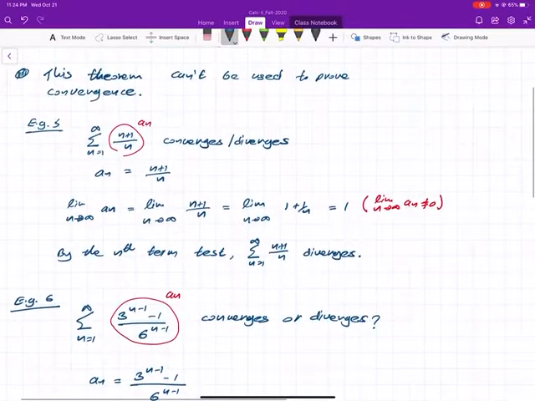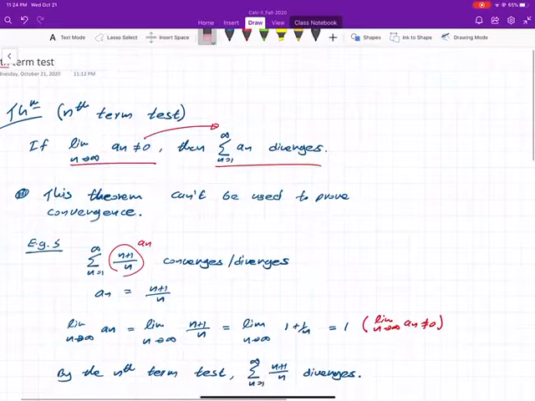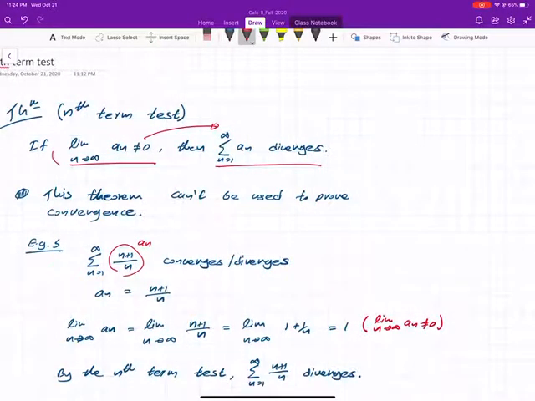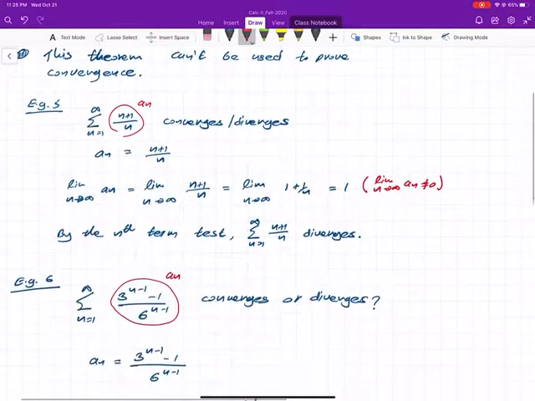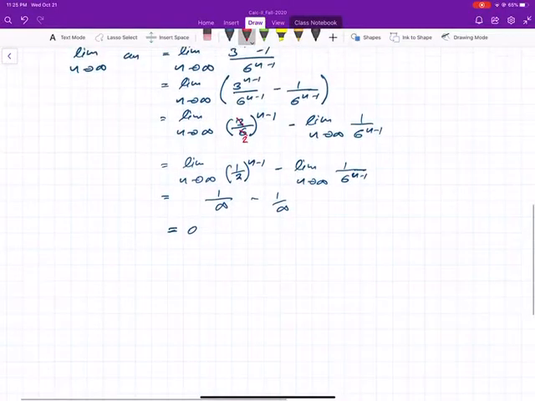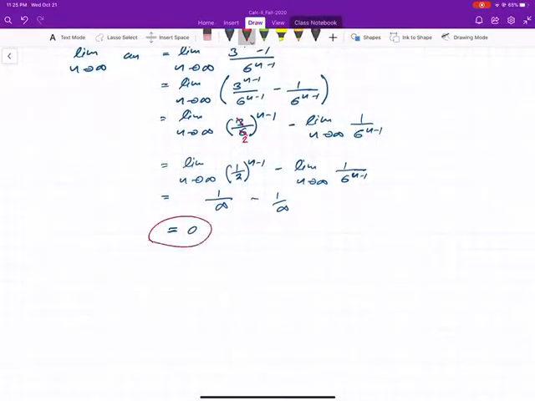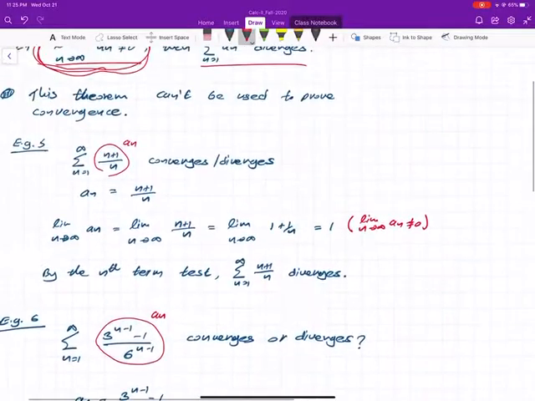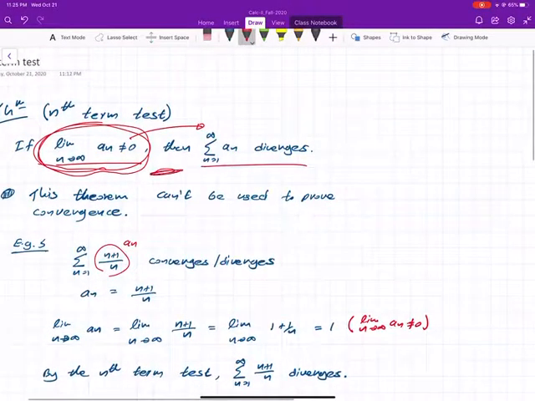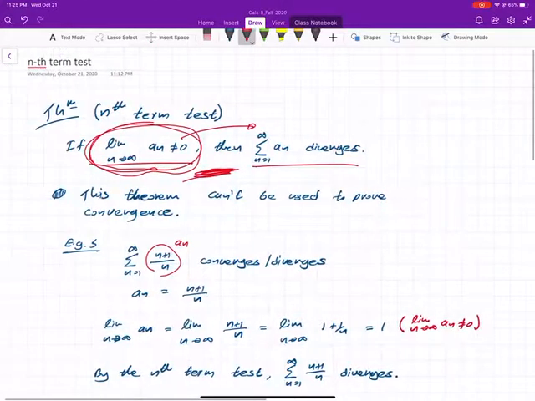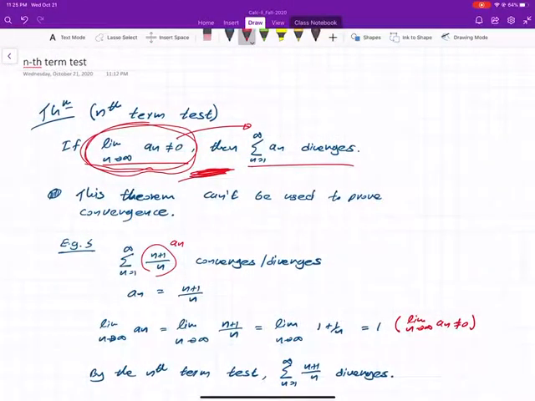Now go back to the definition. The definition says the limit of a n when n goes to infinity should not equal 0. So what happened here is it is equal to 0. So that means you can't apply this theorem. The n-th term test can't be applied. So you have to find some other way of solving this problem.